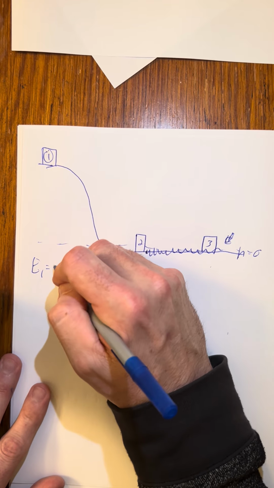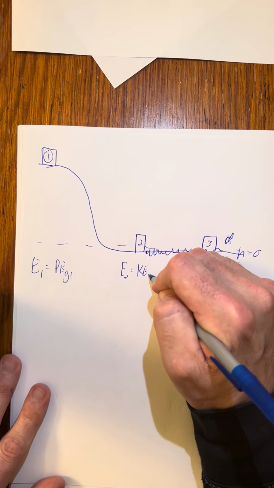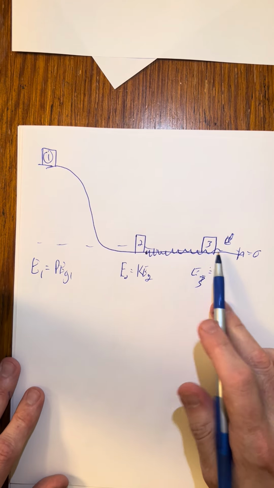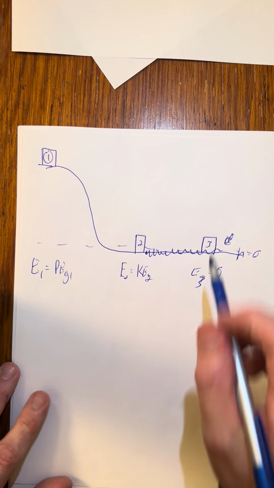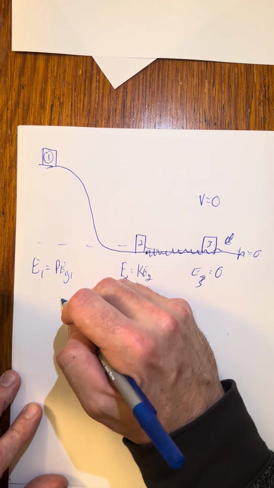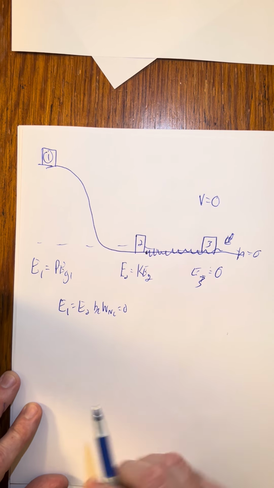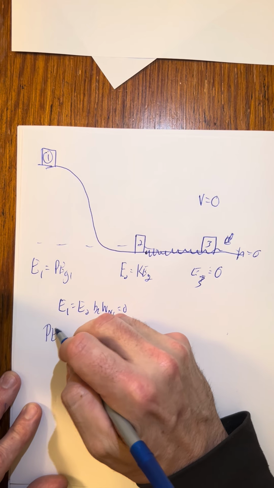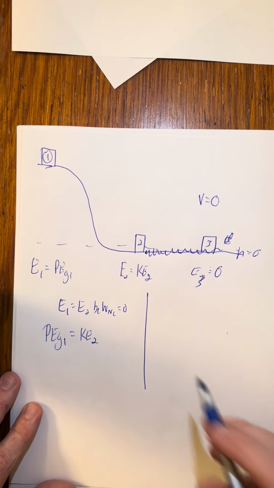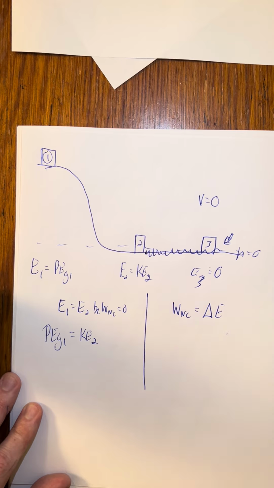Here the energy at position 1 is just potential energy due to gravity at 1. Here the energy at 2 is equal to the kinetic energy at 2. And here the total energy is actually equal to 0 at 3, because there's no gravitational potential energy, it's at H equals 0, and we said that it comes to rest at some point. So between these 2 points, the energy at position 1 will equal the energy at position 2, because the work done by non-conservative forces is equal to 0 in this interval. Therefore, the potential energy due to gravity at 1 is equal to the kinetic energy at 2, and then I can do all sorts of things there. But between these 2 points, the work done by non-conservative forces is equal to the total change in energy.